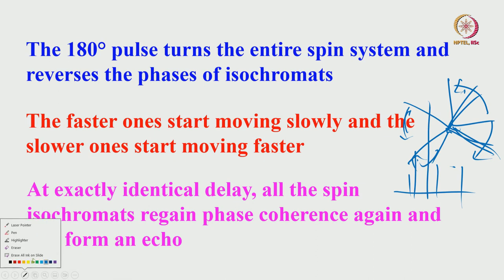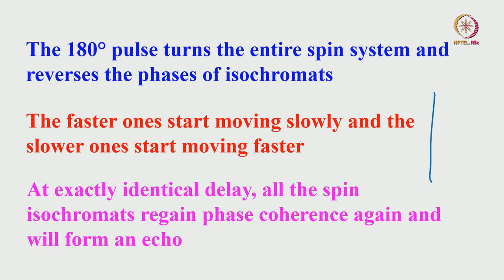What would have happened? One fast runner would have moved far. Another one would have moved here. Some would have moved slow. Some would not have moved. Some would have moved very little. Depending upon their speed, they are all at different places. Ask them to stop. Immediately ask them to turn back, reverse, exactly like applying a 180 pulse. Ask them to turn back.